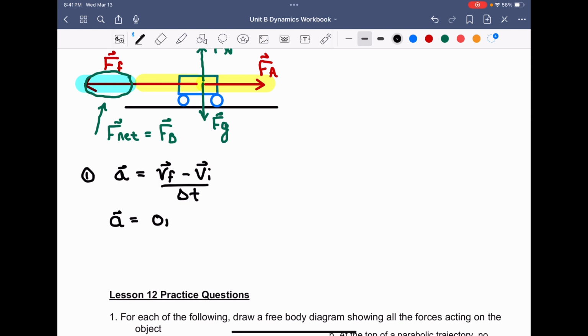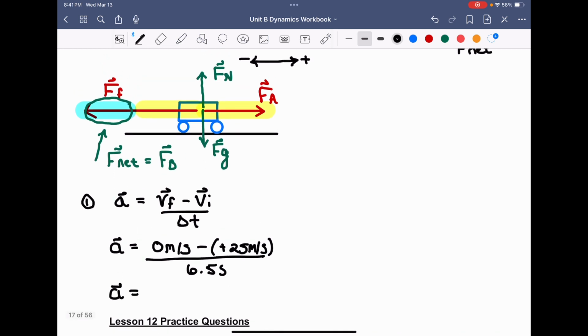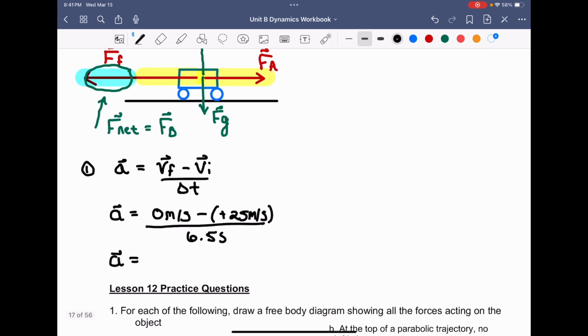Acceleration is thus 0 meters per second, which is the final velocity, minus the positive velocity, which was 25 meters per second in the forward direction, divided by our time, which was 6.5 seconds. Now, those of you astute students should notice right away that the acceleration should be negative because it's going in the direction of the net force. What is the direction of the net force? It's in the negative direction, or in the left direction.